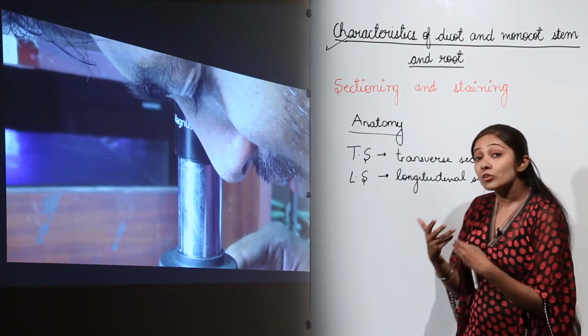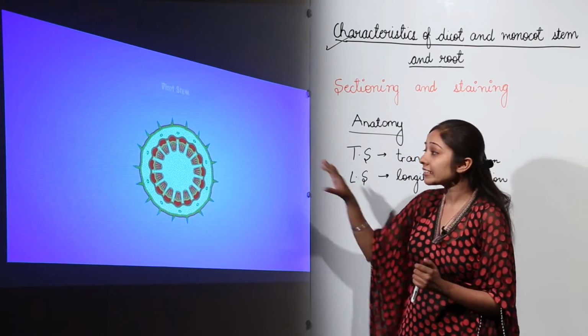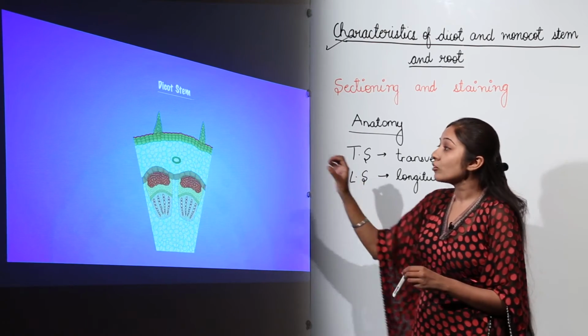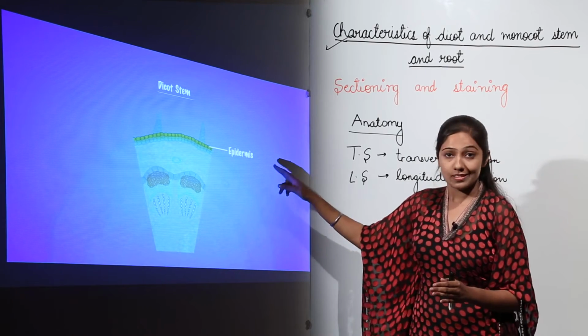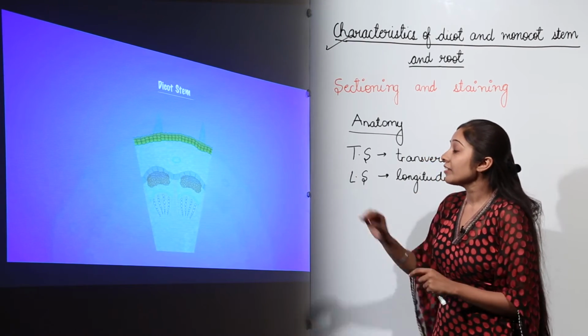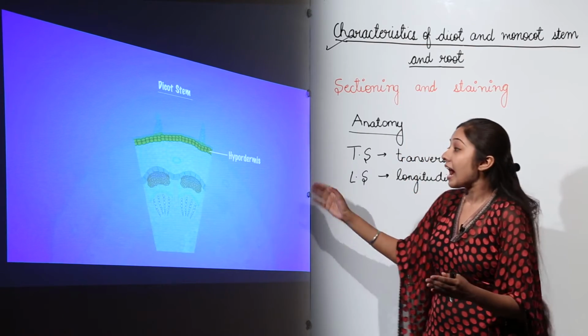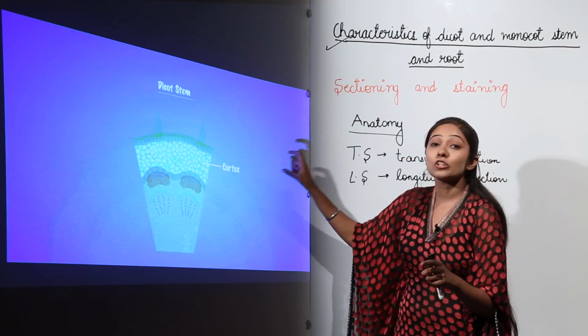Now let us see what you are going to see when you view it under microscope, what are your observations. First let us discuss the dicot stem. In case of dicot stem, the outermost layer is of parenchymatous cells, which is known as epidermis, as you all have studied earlier also. Then we have a few layers of sclerenchymatous cells, which form the hypodermis. After this hypodermis, we have parenchyma cells again, which form the cortex.